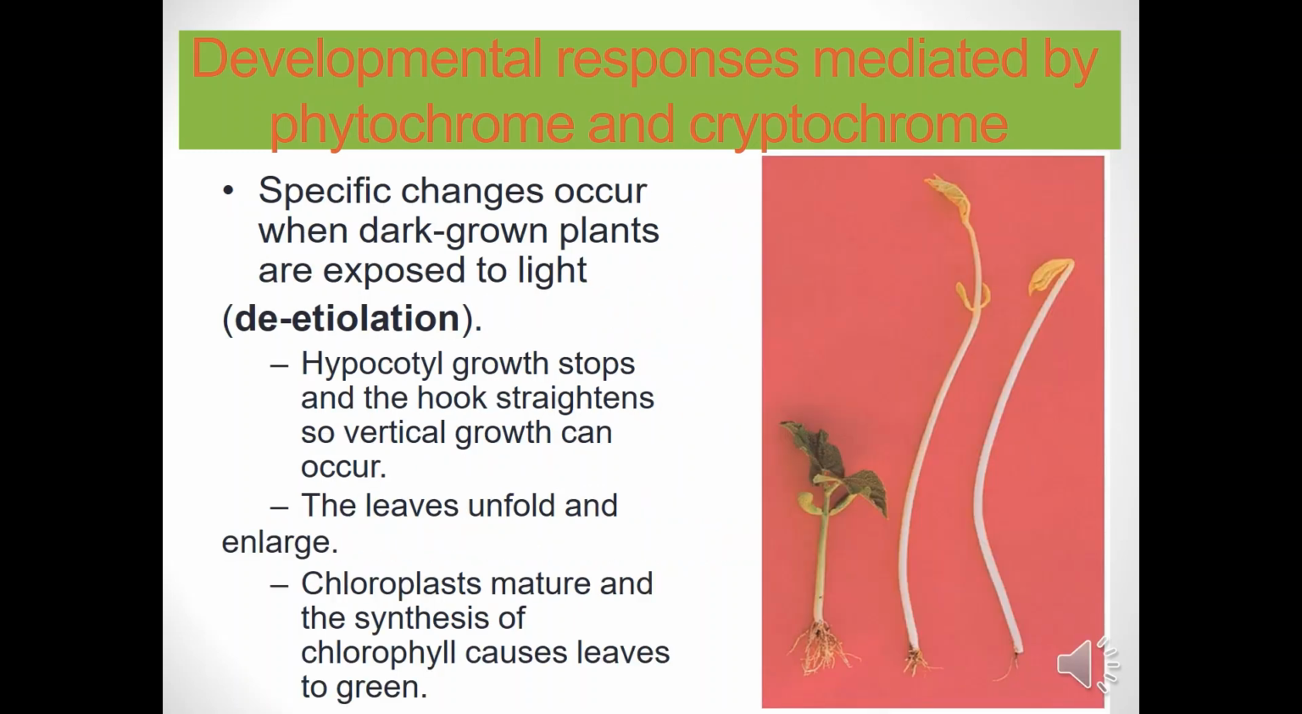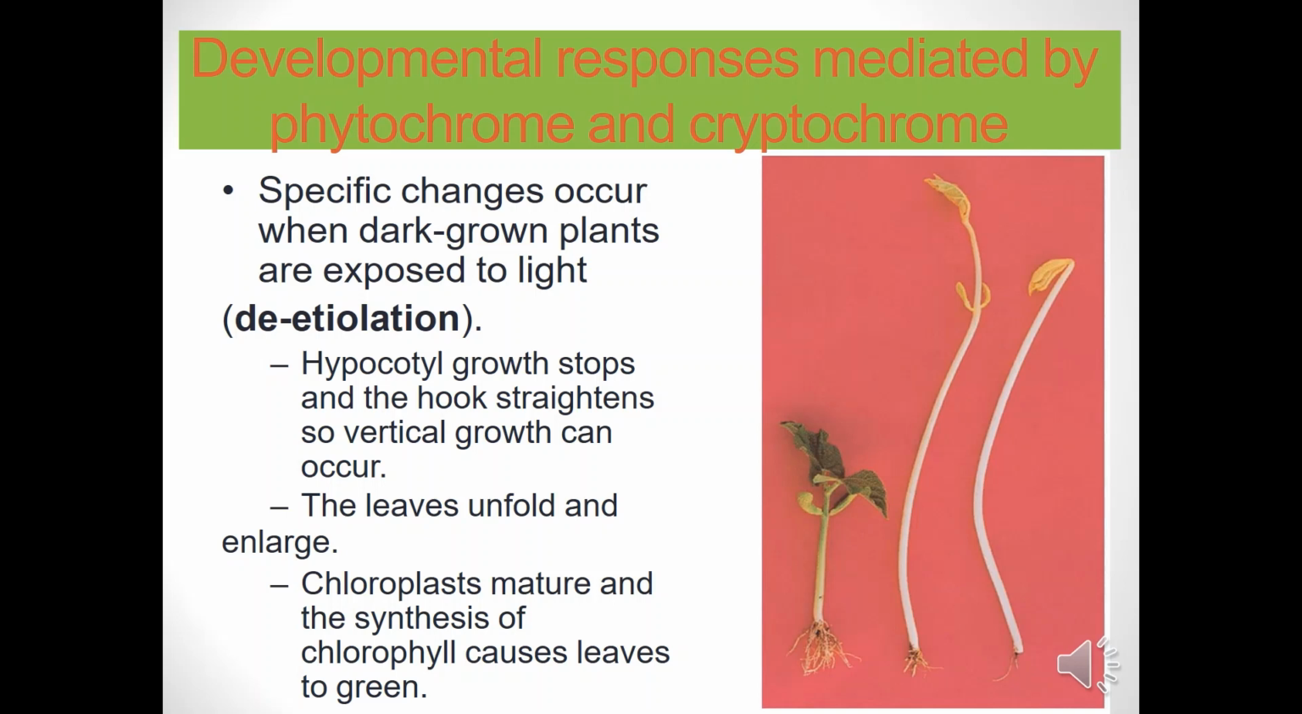And now we look at still developmental responses mediated by phytochrome and cryptochrome, but we look at the deetiolated plant. Just now we looked at etiolated, where the plant grows in dark conditions. Deetiolated means we take the plant that grew in the dark and expose it to light. Because of that, we call it deetiolation.